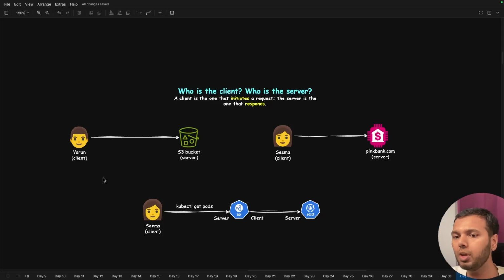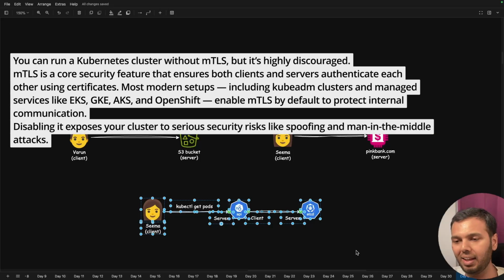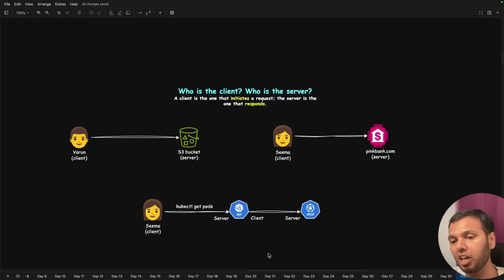But when we talk about Kubernetes, Kubernetes works on the premise of two-way TLS, which is also called mutual TLS, that is mTLS. So we will see this in detail in the last part of our series, where we'll generate a certificate for Seema user so that she can access the Kubernetes cluster.